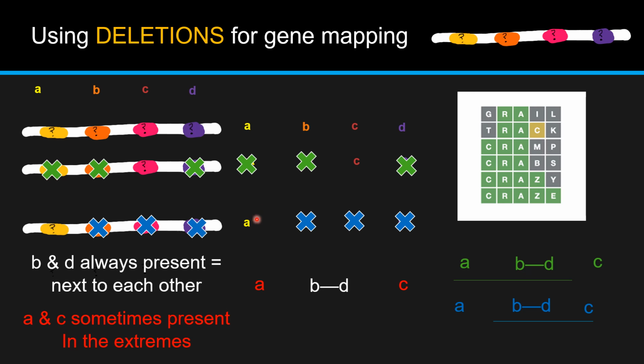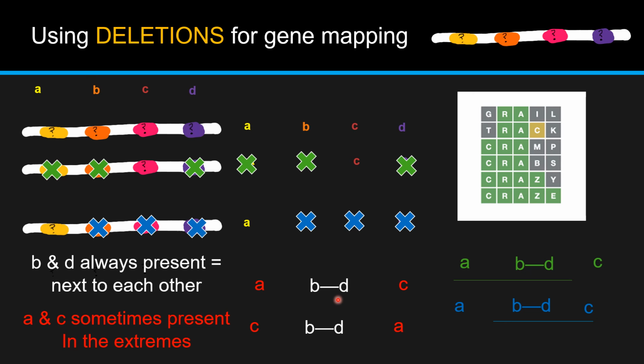So here, for example, if you see A, these three are here, but A is not there, and here A, B, and D are together, but C is not there. So if you see in the green one, we just broke this part, while in the other one, we broke the other part. So based on these two deletions, the most likely answer is that in the two extremes you will find A and C, and B and D will be in the center. Okay?